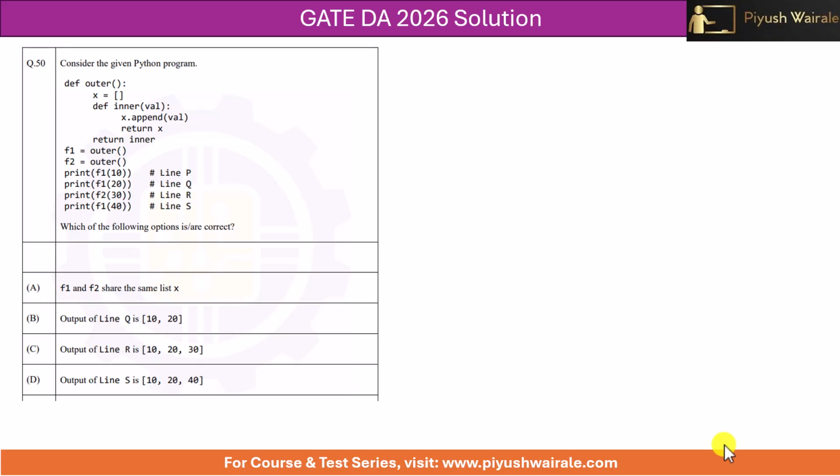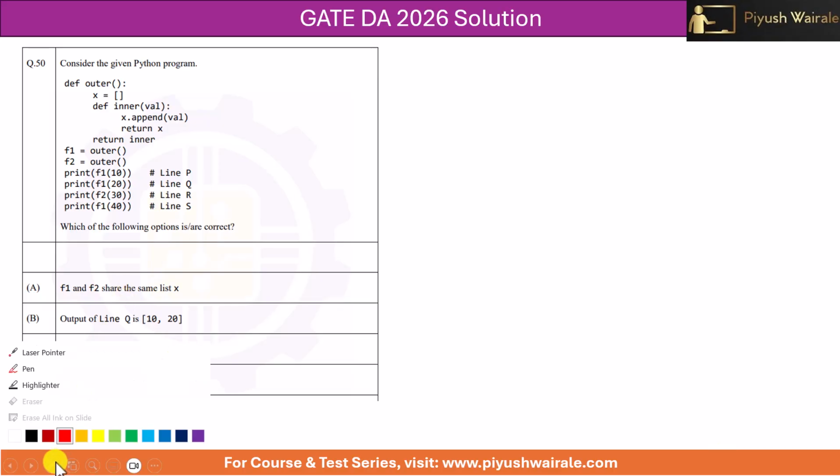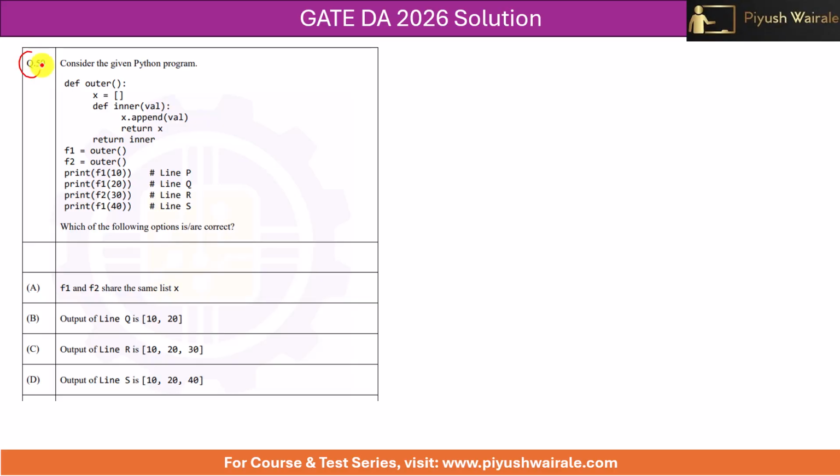Hello everyone. So in this video we are going to discuss question number 50 of GATE D26 exam, and this question was asked for 2 marks. You can see a Python code is given to us. Consider the given Python program.